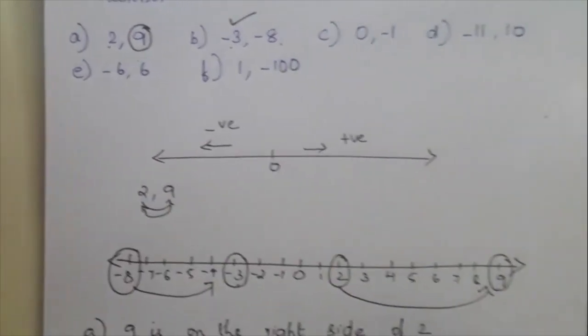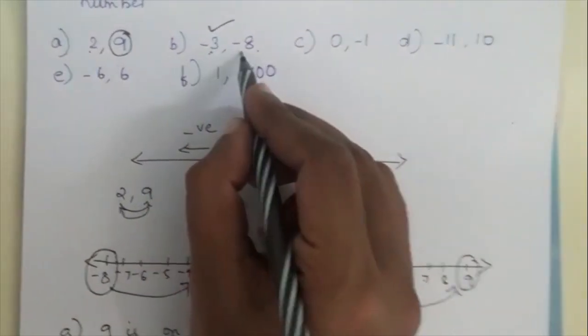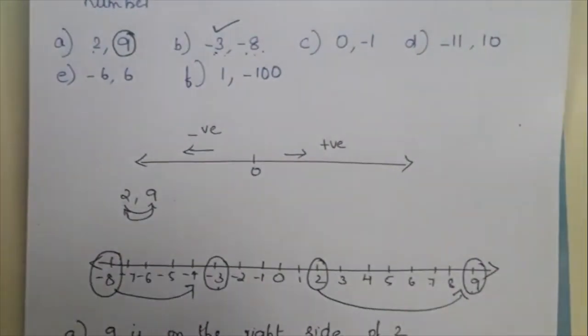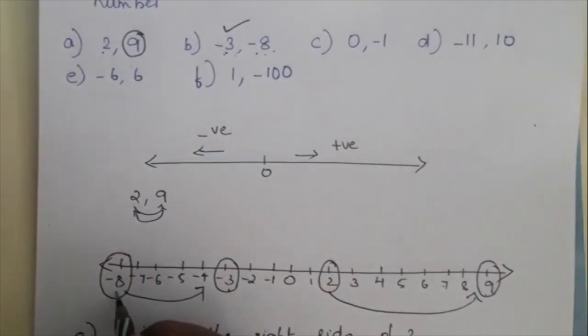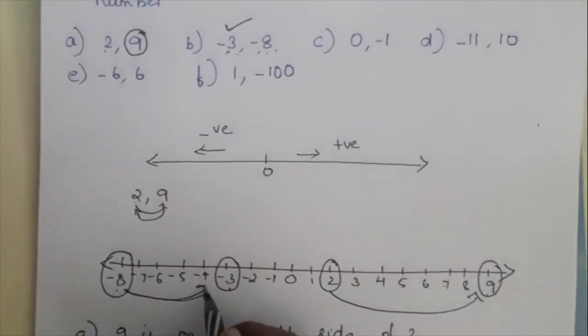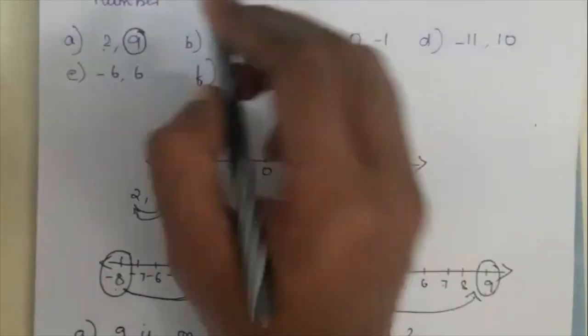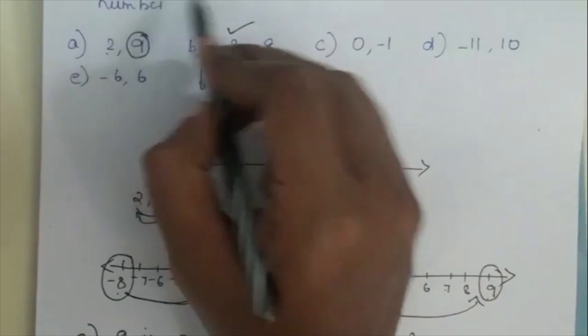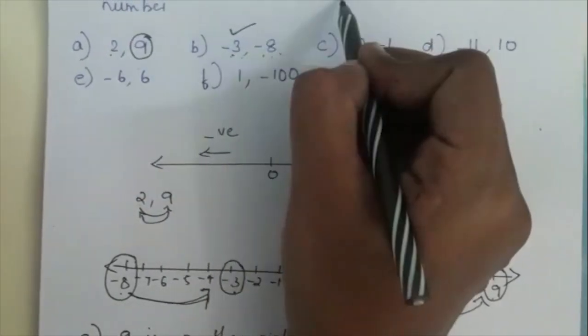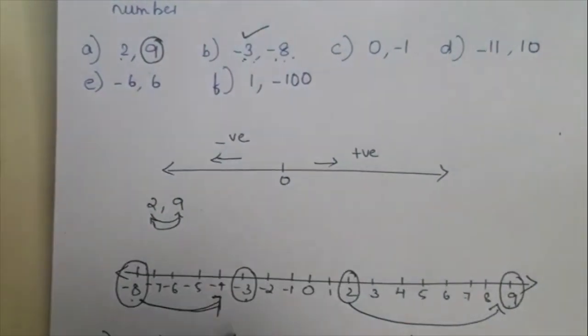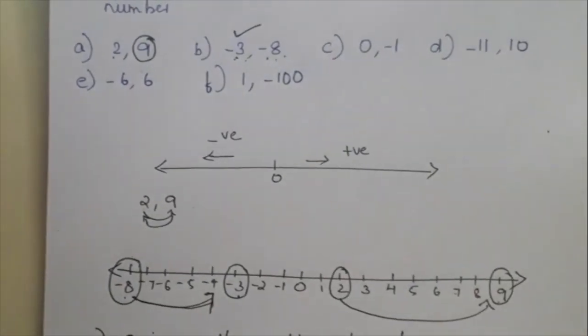Okay, so here we have to check whether each of the two given numbers is on the right or the left. Here this is minus 3, this is minus 8. You can write minus 3 is on the right side of minus 8. So in which of the following pairs, which number is to the right side? The question mentions which number is on the right side. Here negative 3 is on the right side.